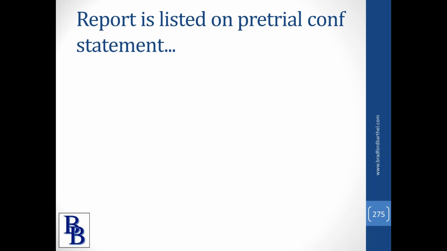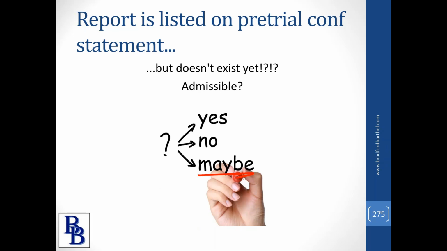So, reports listed at the pretrial conference statement, but what if it doesn't exist yet? You know, the DOR has come on down and somebody has objected or not objected, but nevertheless there is an MSC and there's a need to get another report. Is that going to be admissible? And the answer is yes, no, or maybe.